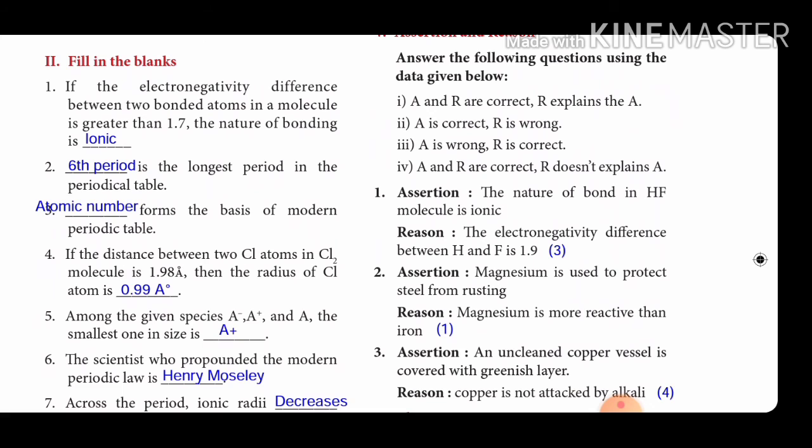Fifth Roman letter, assertion and reason. Answer the following question using the data given below. First one, assertion, the nature of bond in HF molecule is ionic. Reason, the electronegativity difference between H and F is 1.9. Here the answer is third one, that is A is wrong, R is correct.